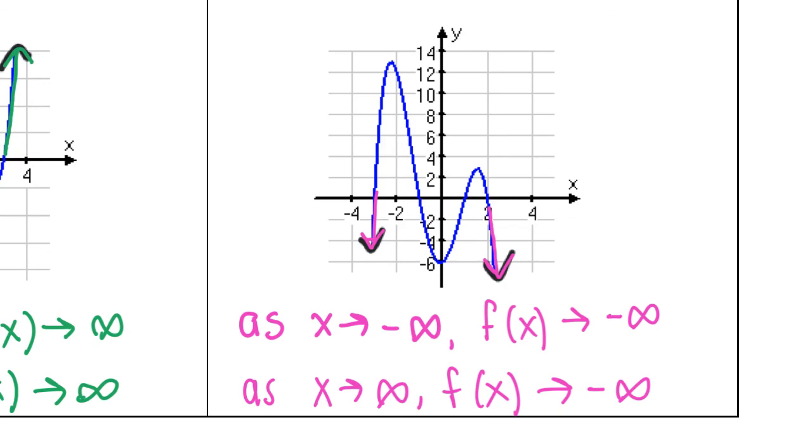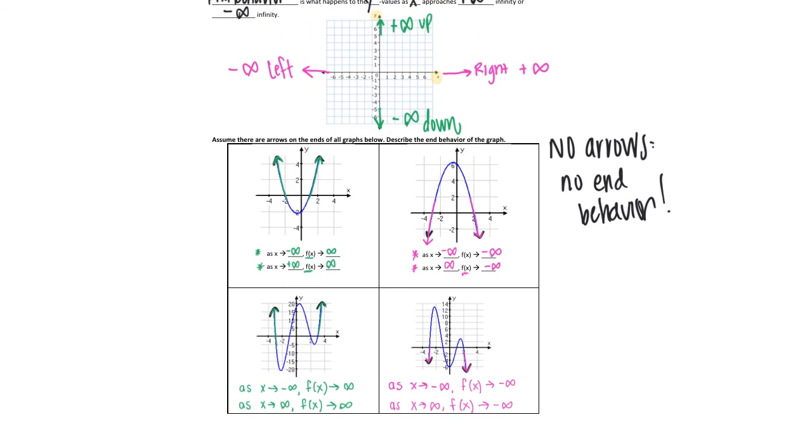Rewatch anything about end behavior that might have confused you. Yes, you always have to write this complete sentence, both of them, the left side of the graph and the right side of the graph, assuming there are arrows on both ends.